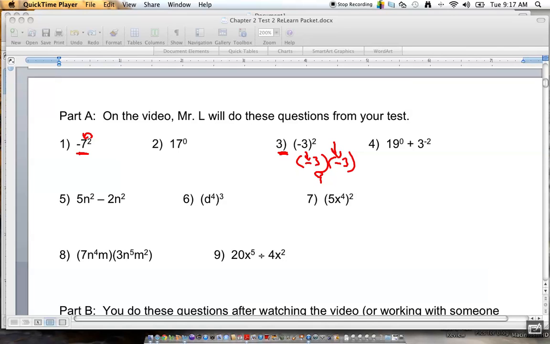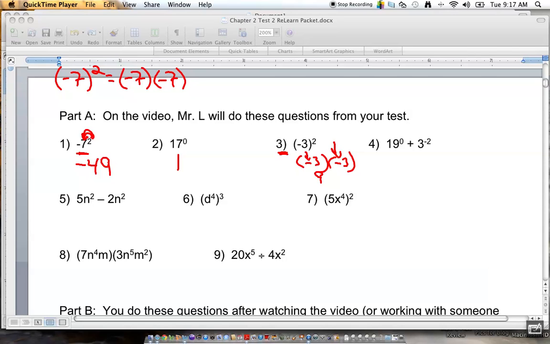The problem is, if I look at number one, this means something very different because there's no parentheses. With parentheses would mean -7 times -7. Without parentheses, this means square the 7. 7 squared is 49, 7 times 7. Then negate it. So the answer to number one is -49. The answer to number two, anything to the 0 power is 1. Then number three we just did.